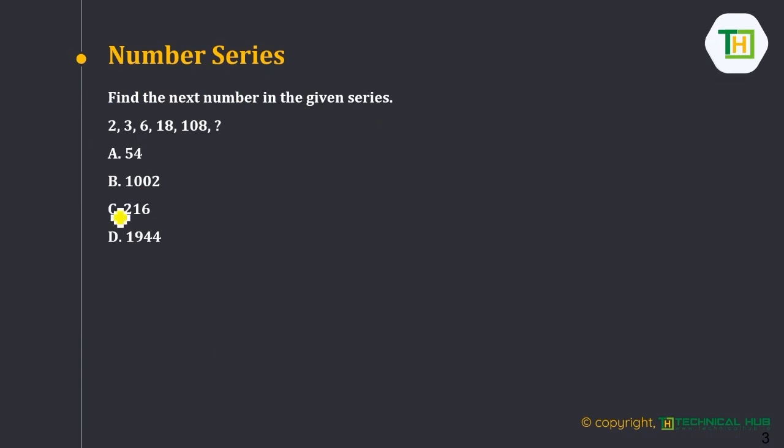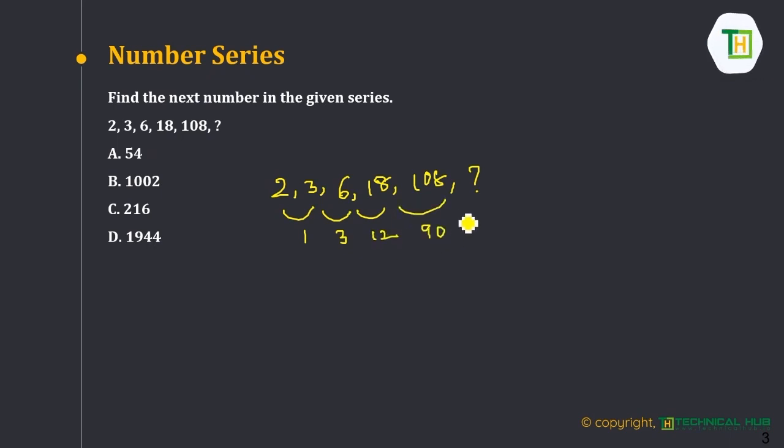Find the next number in the given series. The given series is 2, 3, 6, 18, 108. First take the difference. Between 2 and 3, the difference is 1. Between 3 and 6, the difference is 3. Between 6 and 18, the difference is 12. Between 18 and 108, the difference is 90. What would be the next difference?